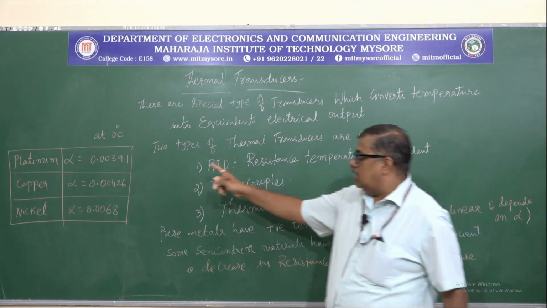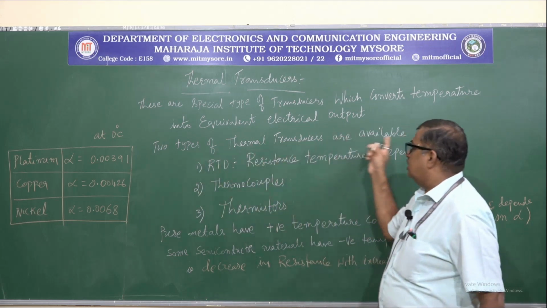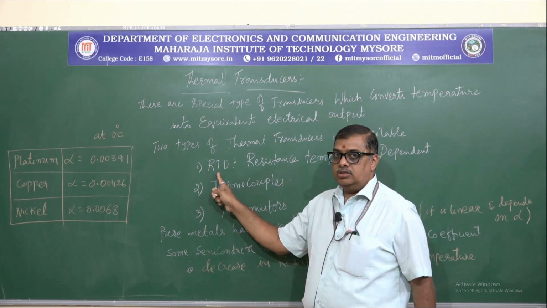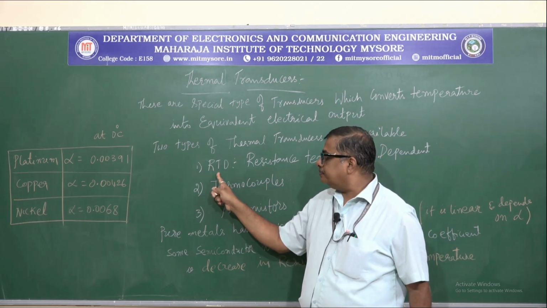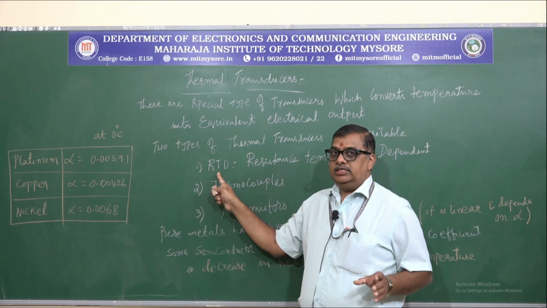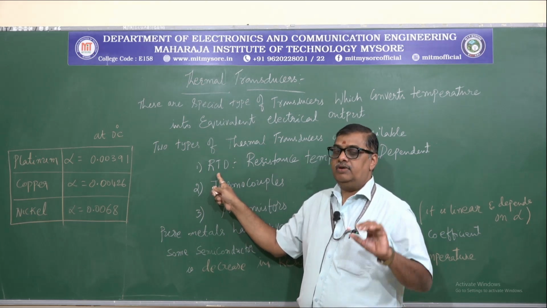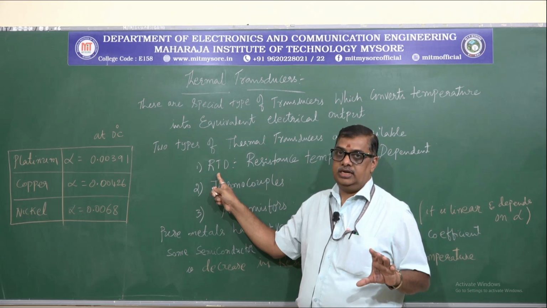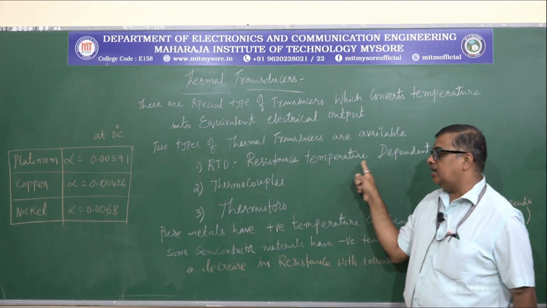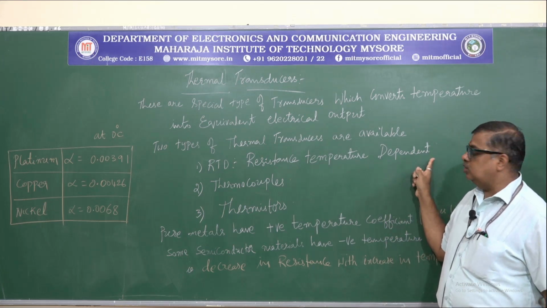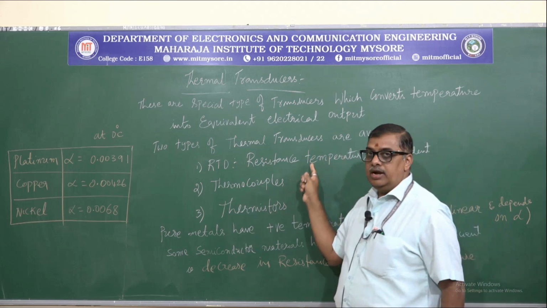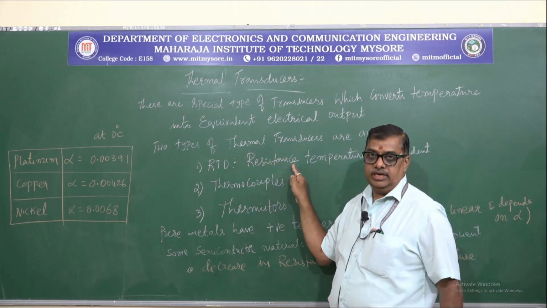There are basically two types of thermal transducer. One is the RTD. An RTD is a type of transducer which changes its resistance whenever temperature is changing. That is why it is called a resistance temperature dependent device. That means if temperature is changing, then equivalently resistance is going to change.